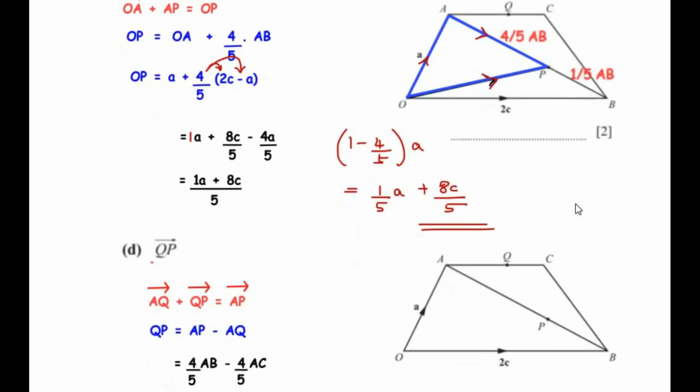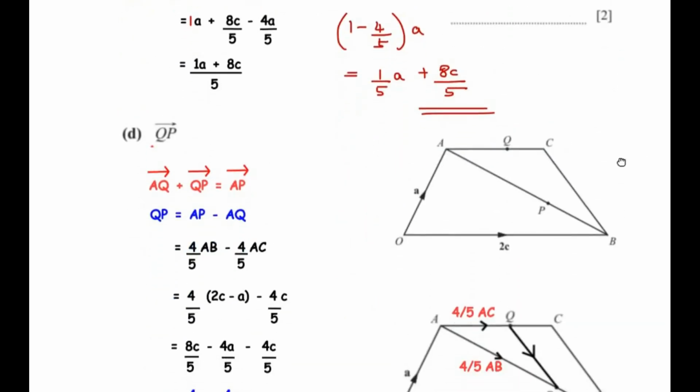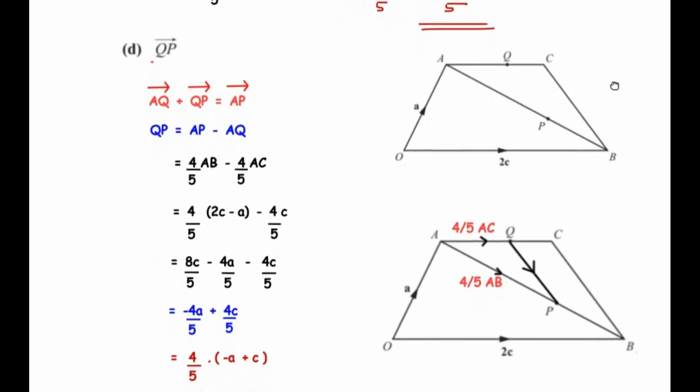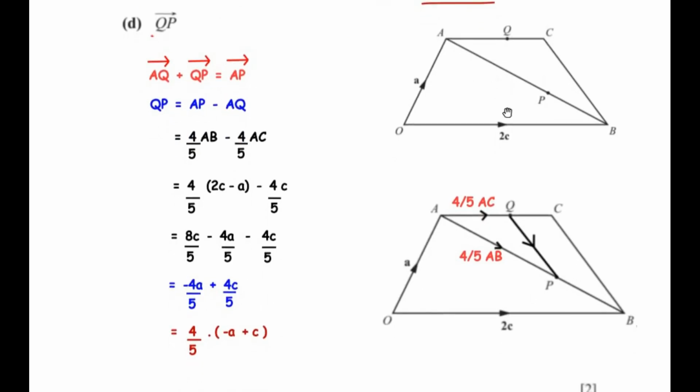Now moving on to the next one, we have to find out the vector QP in terms of A and C. So here we have considered the original diagram, and since we need to find out QP, we have drawn a line from the points Q and P, and the direction is from Q to P. Now once we have done this, we know that AP is going to be 4/5 of AB, so we have written it over here, and AQ was given as 4/5 of AC in the question, so we have marked it over here. Now once we have marked this, let us consider the triangle AQP.